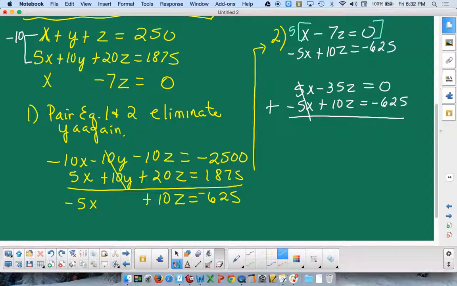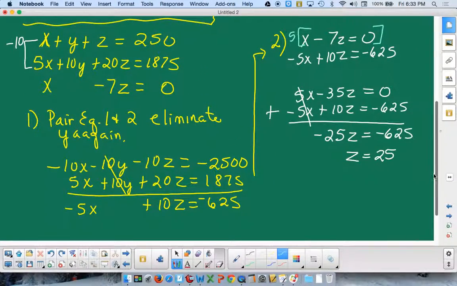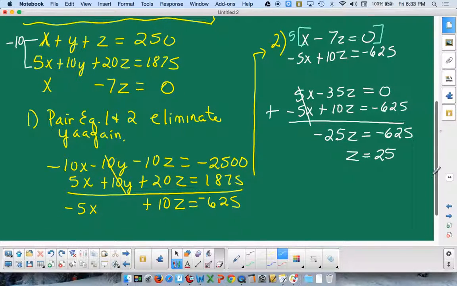Add down, 5x's cancel. And I have negative 25z equals negative 625. Well, how's about that? Divide that over. Z equals 25. So we now know there are 25 $20 gold coins. From here on out, it's just subbing back in to get the rest of our answers. I need to sub into a two-variable equation. So I am going to go with step 3.